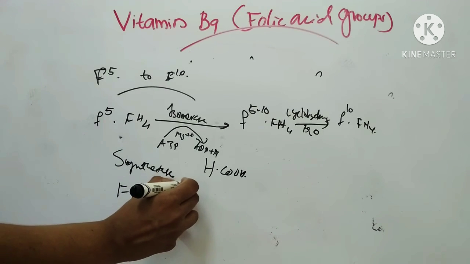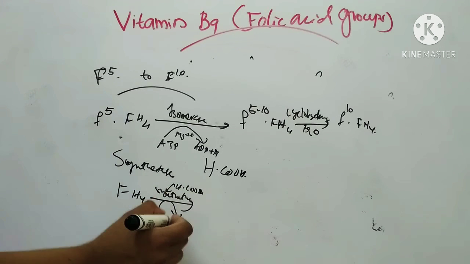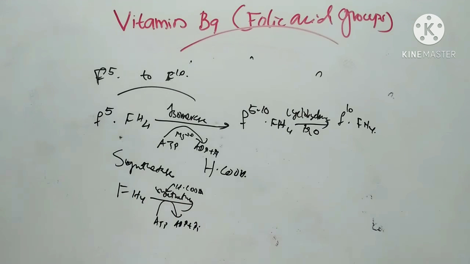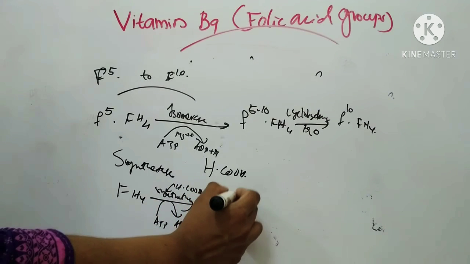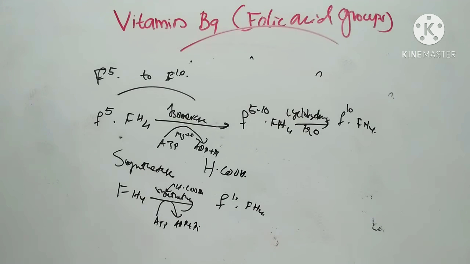FH4, by the enzyme 4-methyl FH4 synthetase, takes one molecule of formate. Here also ATP goes to ADP plus Pi. It forms F10FH4, but this is in pigeon liver and in bacteria.